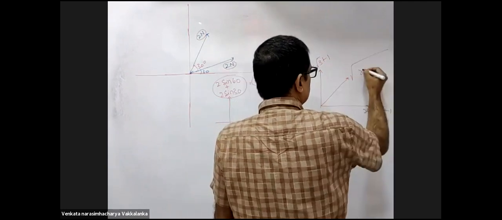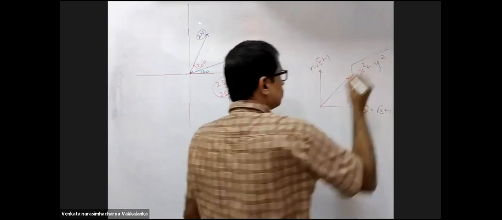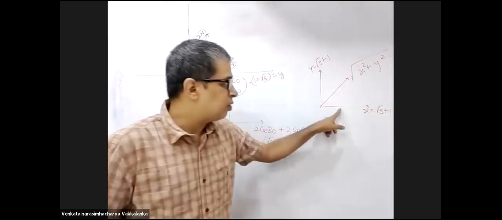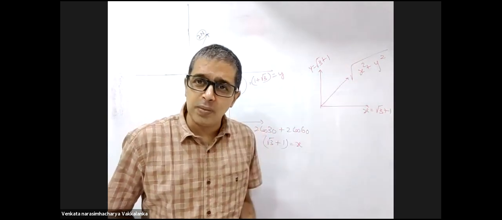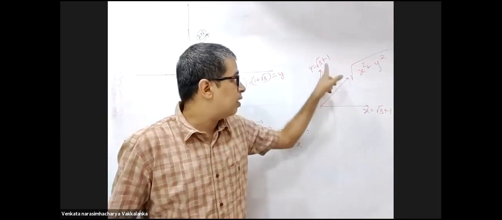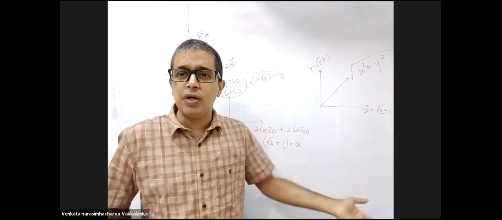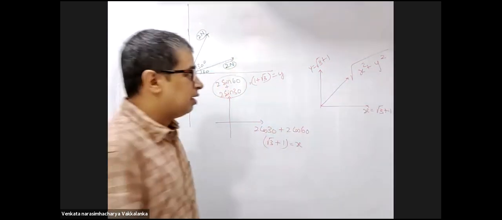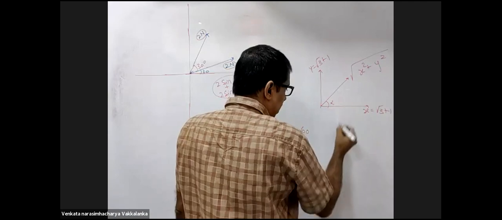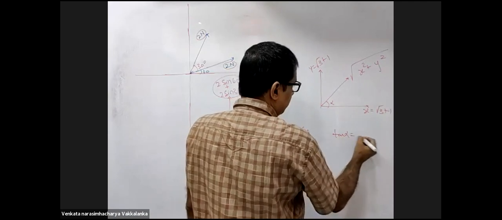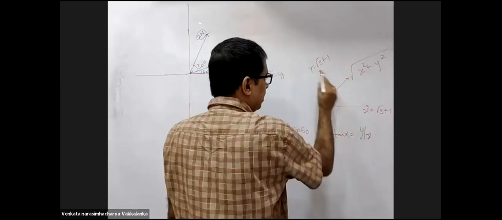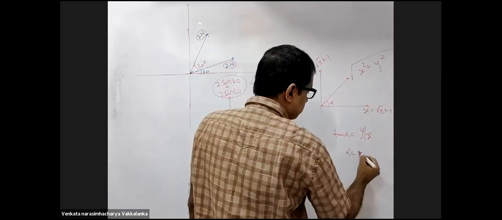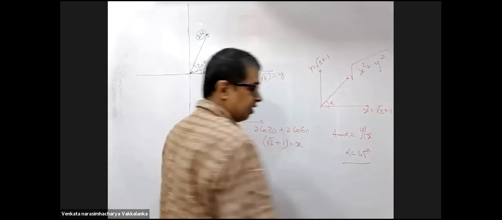Resultant will be root over of x square plus y square. If the 2 vectors are perpendicular, resultant will be root over of x square plus y square. Read this and square this, add them up, put it inside the square root. Now when I want this angle alpha, tan alpha will be y by x. Y and x are the same. So alpha is 45 degrees.